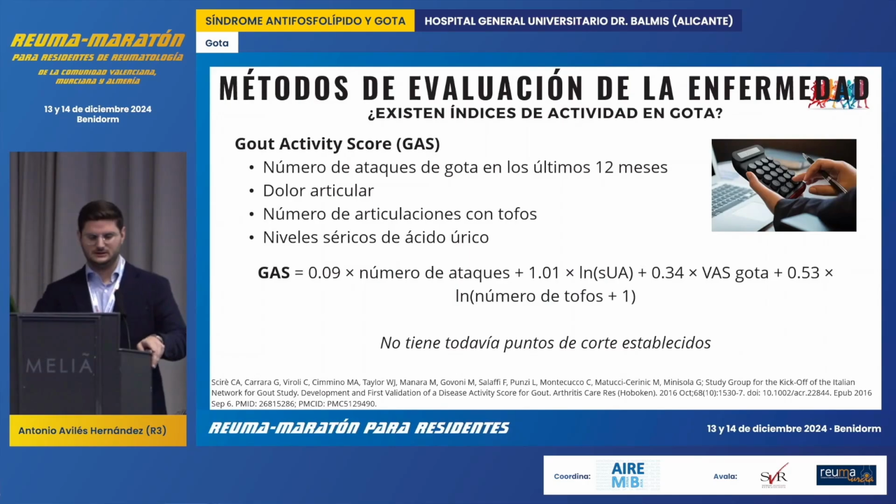However, when it comes to the question of whether there are activity indices for gout, the Siena Working Group, which is referenced down below, developed an index called the Gout Activity Score, which, through a series of items, including the number of gout attacks in the past year, the patient's joint pain, the number of joints with tophi, and serum uric acid levels, establishes a score using a formula that is difficult to apply off the top of one's head.